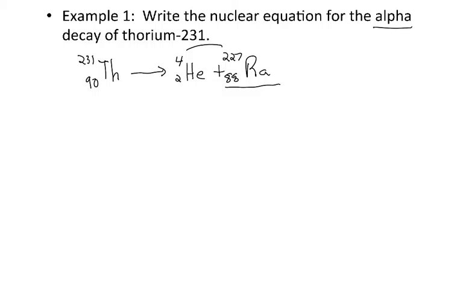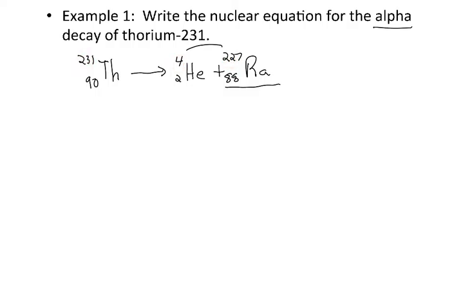But it's easy to go the wrong way. The correct answer here is 88, but it could be easy to make a mistake and make that 92. So you can always check your answer. Once you get to the final result, make sure that 2 plus 88 is equal to 90, and 4 plus 227 is equal to 231.